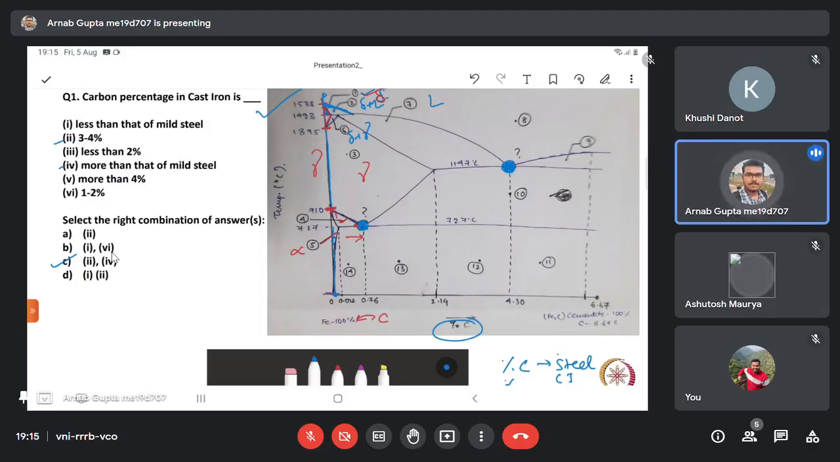You can unmute yourself and tell what is the name of this particular point. This is eutectic, right? Or is it eutectoid? This eutectic point. Eutectic point is characterized by a transition of phase from a liquid to solid. So what are the solid phases here? What are the solid phases here?